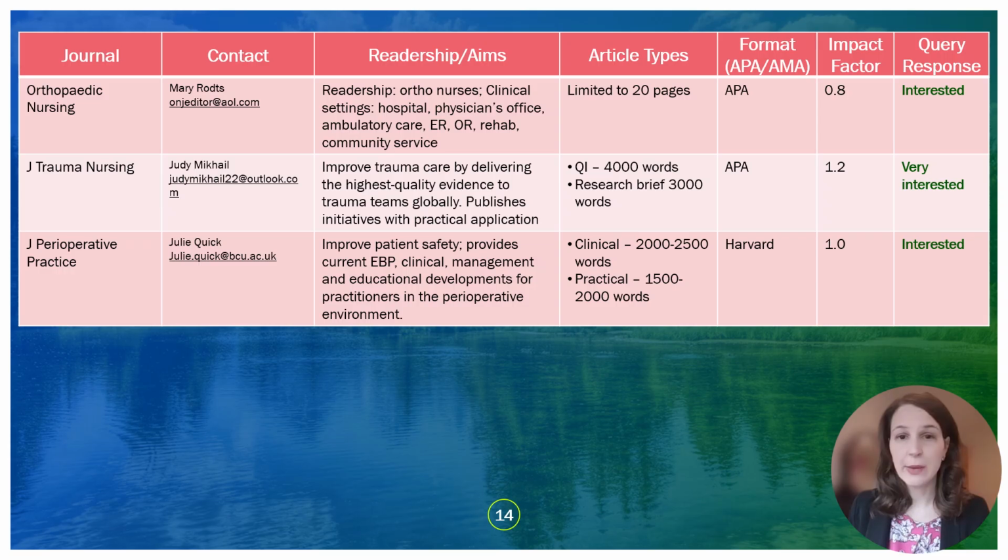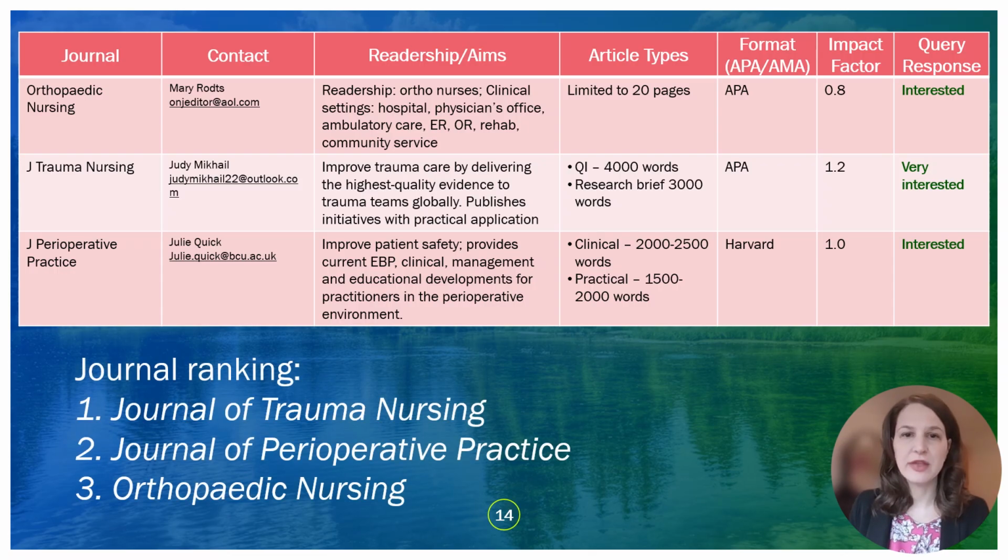Let's go back to our matrix where we now have the 3 journals which we received a positive response from the query email. To rank the journals, we may consider putting the Journal of Trauma Nursing at the top, since we received the most positive response from the editor. It may be a toss-up for how you rank the other 2 journals, but you may consider ranking the Journal of Perioperative Practice second, since it has a slightly higher impact factor. With this list, you would format your manuscript per author guidelines and submit to the Journal of Trauma Nursing.